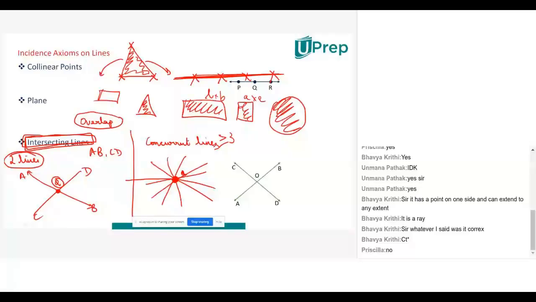Now do you get the concept? Sir, I have a doubt. Yes. Now we know that a line has infinite points. Yes. So then it has more than 3 points on the same line. So is that a collinear point?